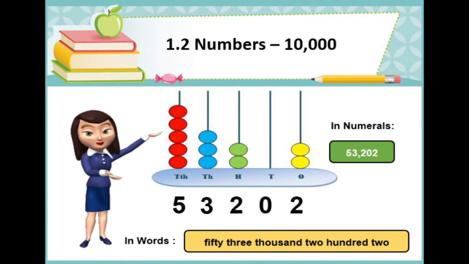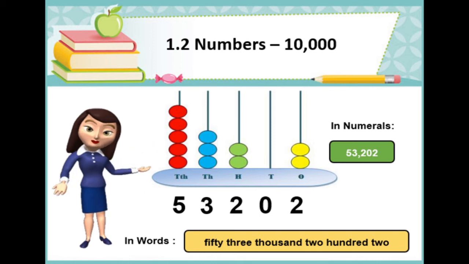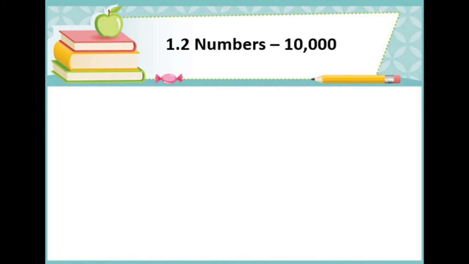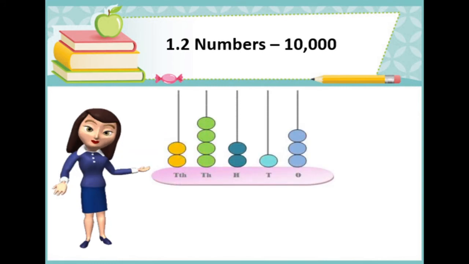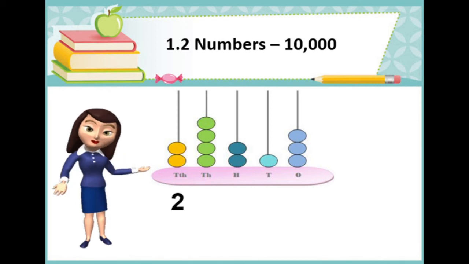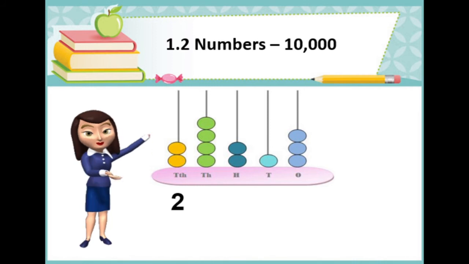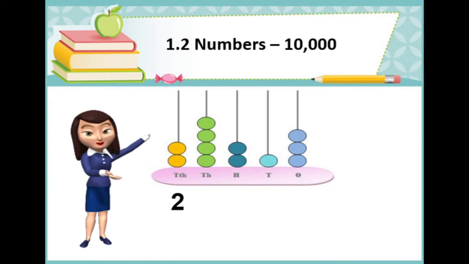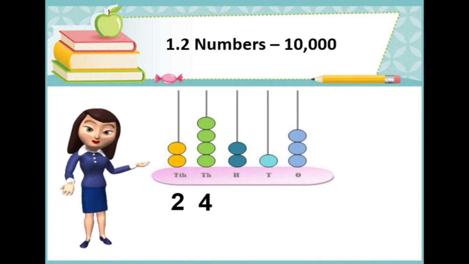Can you follow? You can look at your book for further reference too, okay? Next, another example. Supposing you have this abacus. How many beads in the 10,000s? We have 2. How many beads in the thousands? We have 4. Great job.